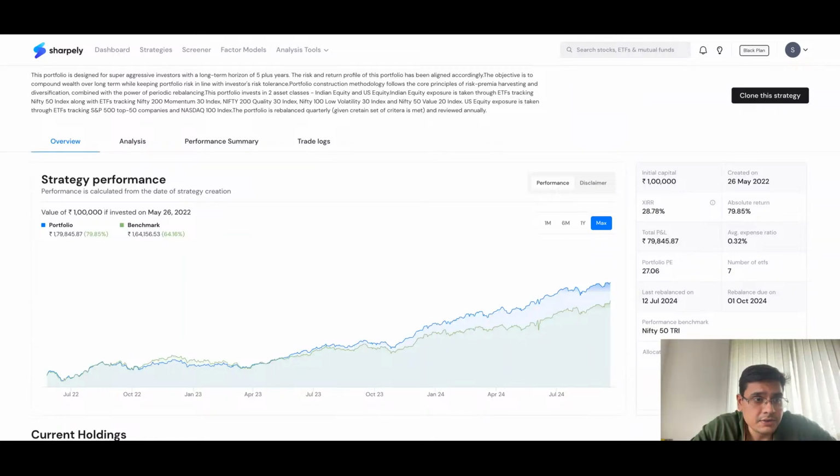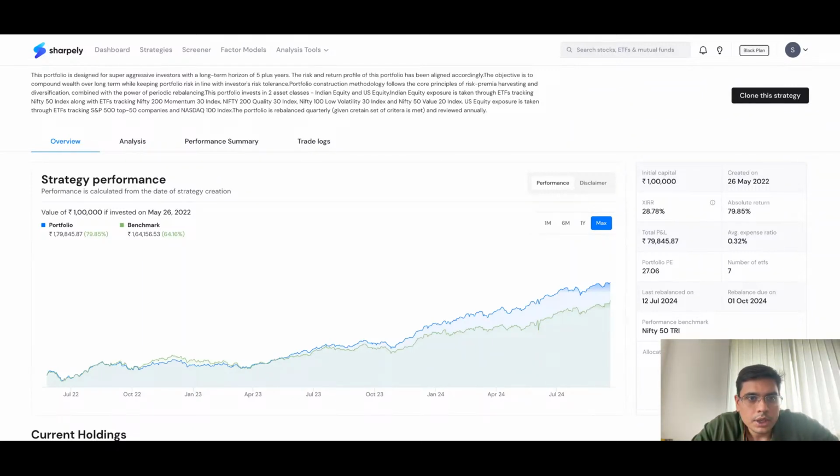If your style is value, you can see if it's outside your valuation comfort zone, you can move out. But the idea is, and at Sharply also, we always say to follow a strategy first approach rather than a stock first approach, right?